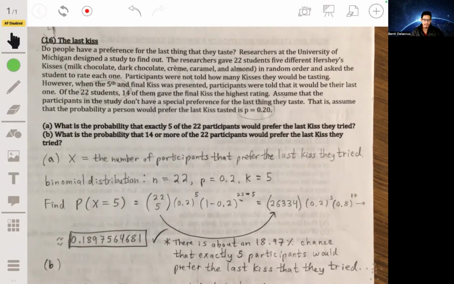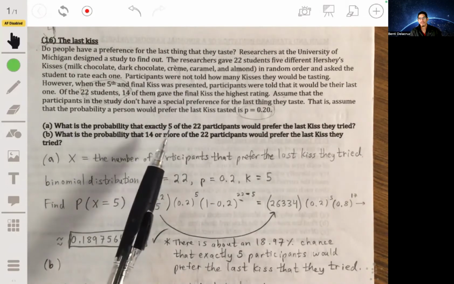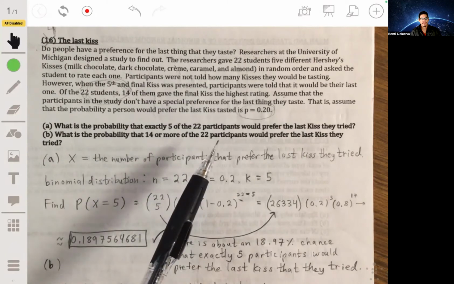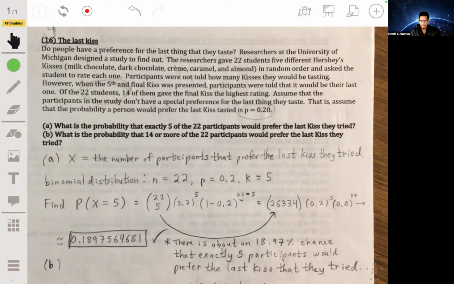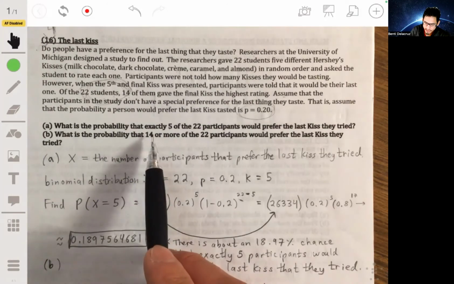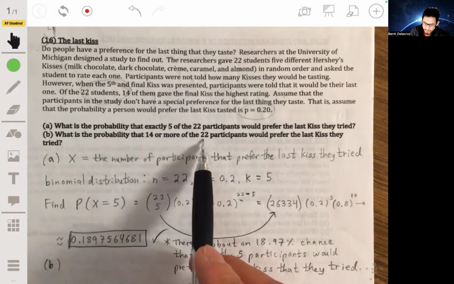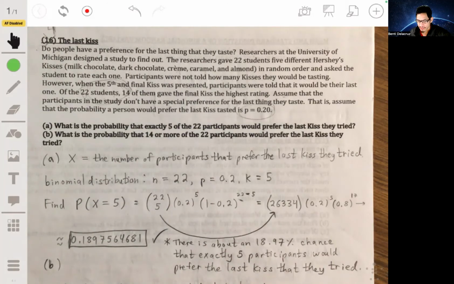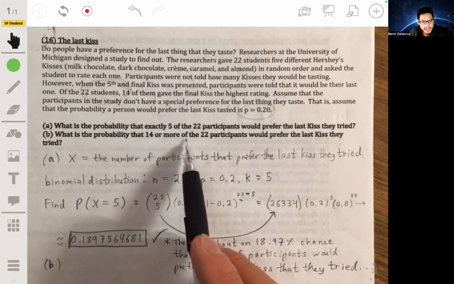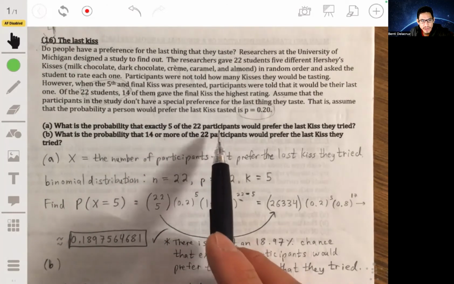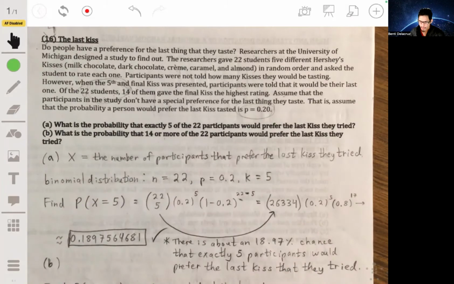All right, now let's do part B. What's the probability that 14 or more of the 22 participants would prefer the last kiss that they tried? Let's think about this. If we're talking about the probability that 14 or more of them would prefer the last kiss, 14 would be in there, 15, 16, 17, 18, 19, 20, 21, 22. All those values will be in there.